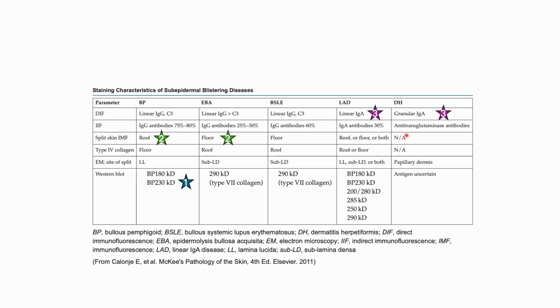And lastly is the DH. DH also has IgA, but this time it is granular. And that is very unique. You don't have to do further steps to confirm the diagnosis. So that is a summary of the blistering disorders.